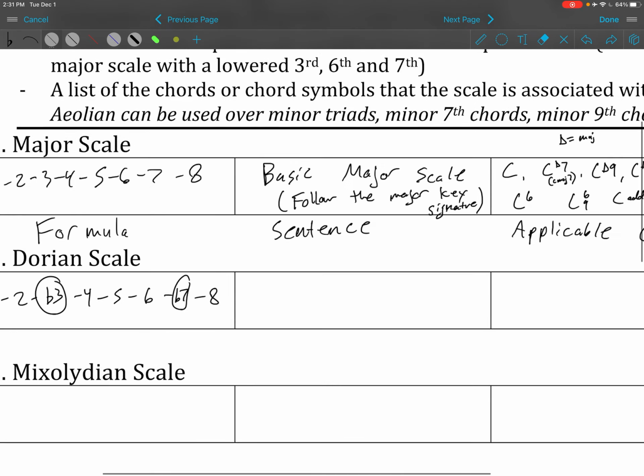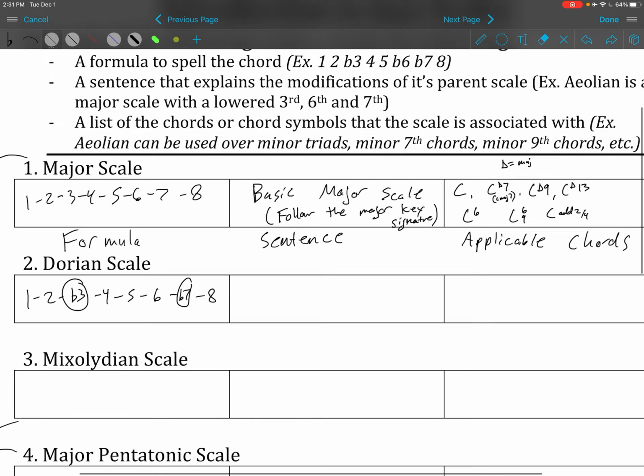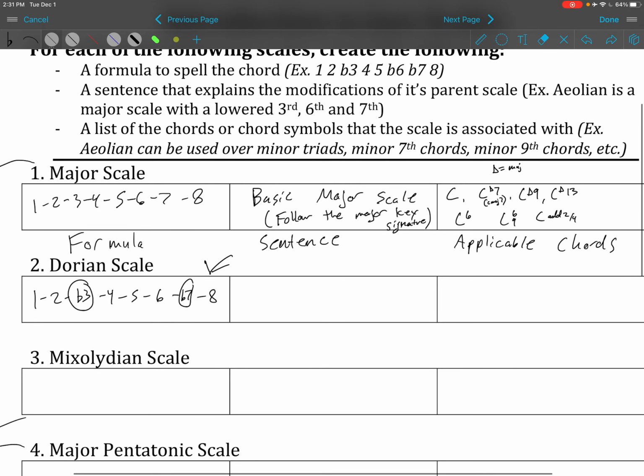Okay, so my sentence to describe what's going on here could just be, it's just a major scale with a flatted 3rd and flatted 7th. That's a great answer. So we'll say major, that looks terrible, sorry, with flat 3rd and 7th, okay?